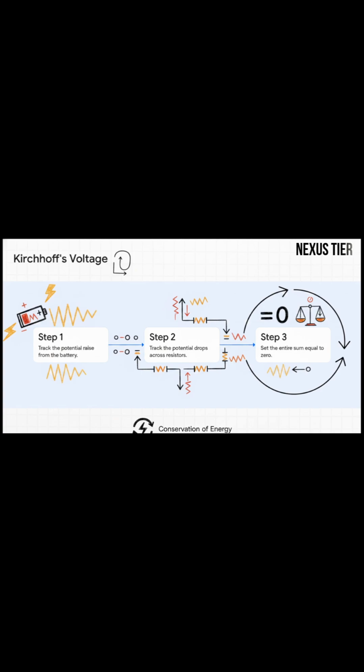Then, to calculate the voltage around these complex loops, we use Kirchhoff's voltage law, which breaks down into 3 easy steps. First, you pick a closed loop in the circuit. Step 1, track the potential raise. That's the energy supplied by the battery. Step 2, track the potential drops, the energy burned off by the resistors. And step 3, you just set that entire sum equal to 0. Ultimately, this rule is really just a mathematical statement of the conservation of energy. Whatever energy goes into the loop must be 100% used up by the end of it.